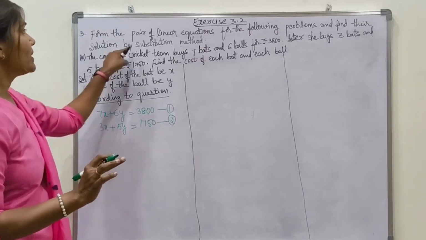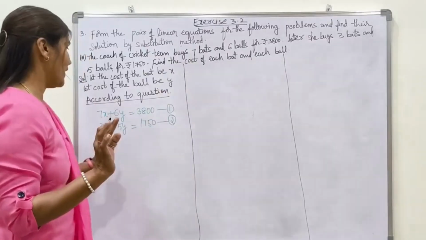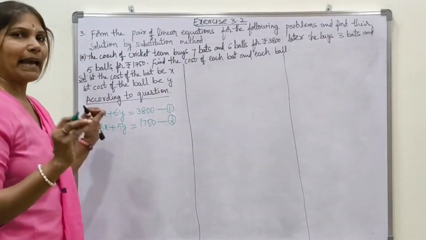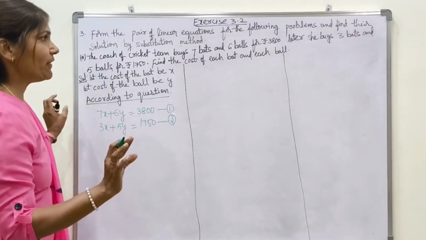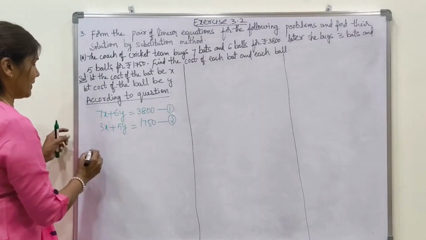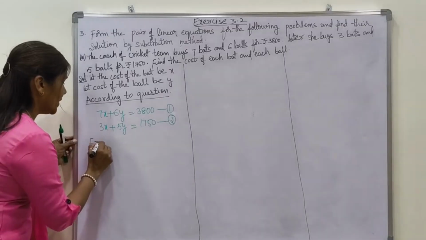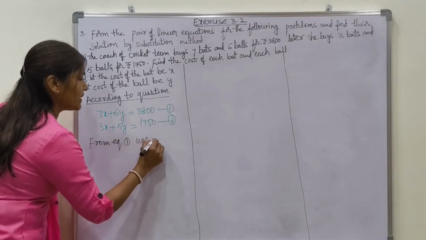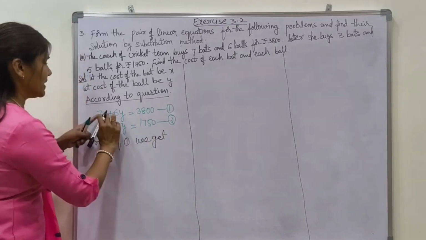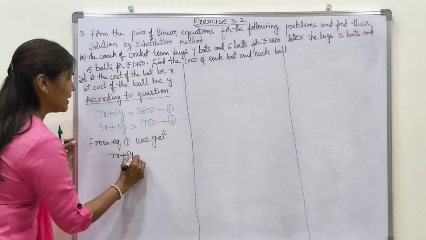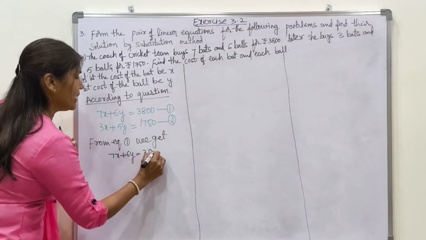Which method? Substitution method only we will use. See here, first I am taking the first equation. This question has a little bit more calculation. If we go slowly we will get the correct answer. Okay. Now I am taking the first equation. From equation 1 we get 7x plus 6y is equal to 3,800.